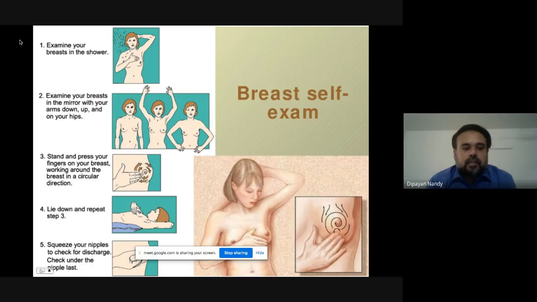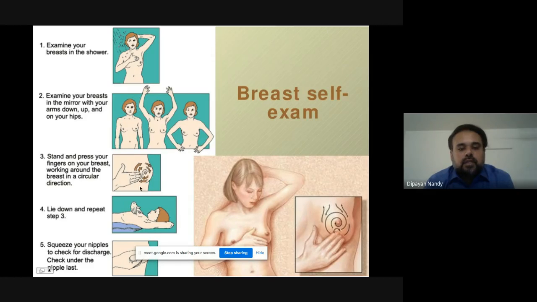We have demonstrated how it is done. Usually it is better to do before or after the shower in front of a mirror in different positions, with hands by the side, hands above the head, and hands on the hips. As we saw earlier, a change in the position of the breast can many a time make a lump or skin change evident, which at rest may not be visible. By these changes, they can be easily visible.